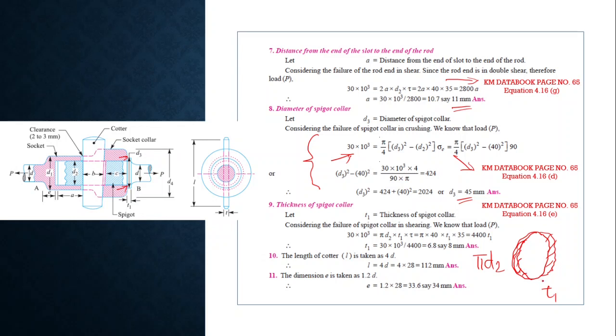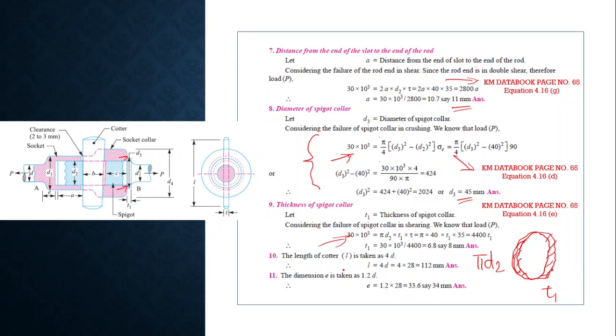Then the area where the shearing occurs is equal to pi d2 into T1. The shearing force is equal to the externally applied load. Then we can find out the thickness of the spigot collar. That T1 is equal to 8 mm.